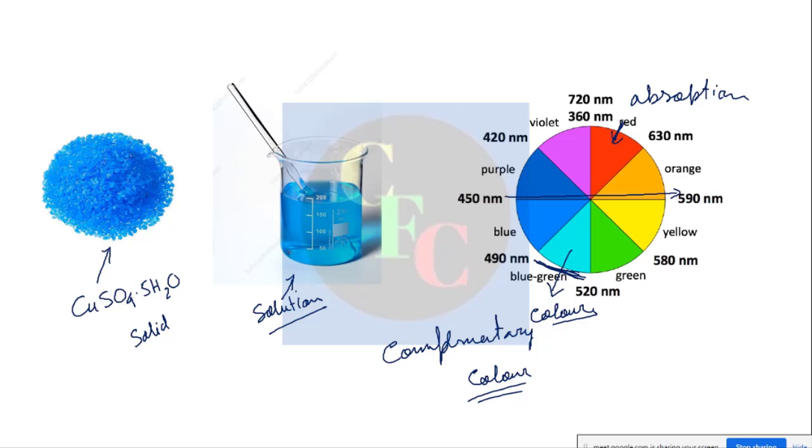So in this case we are seeing the color first, and we are assuming that it has absorbed in the red region. Now that we have seen the color, we can understand that this copper sulfate must have absorbed somewhere in the red region.